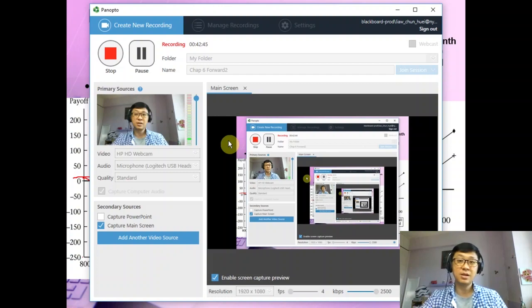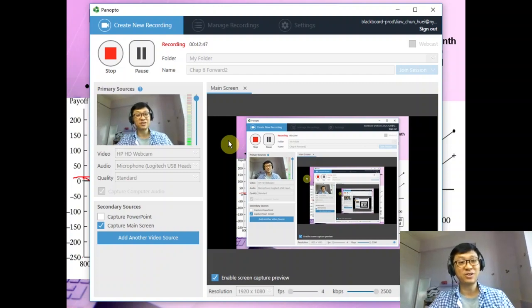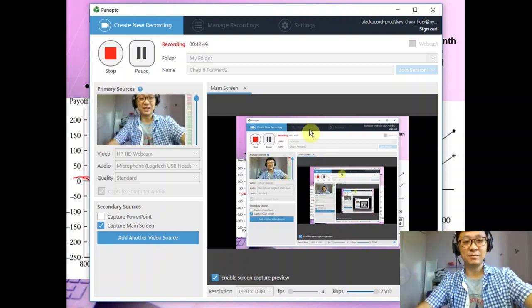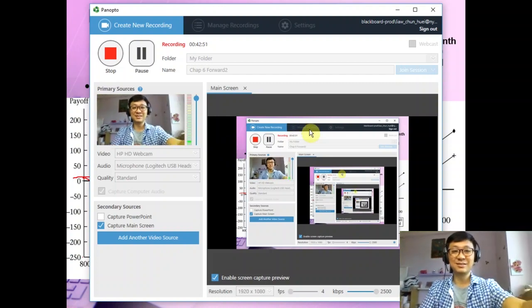Anyway, I'm doing this in my daughter's room. Yeah, my daughter's room. She's not around, she's in the hostel.